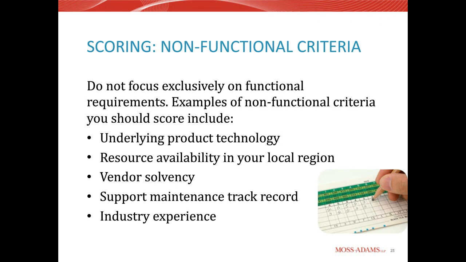And talking about functional and non-functional criteria, you want to make sure not to focus too exclusively on the functional requirements. There are certain non-functional criteria that you should score, and examples of this include the underlying product technology, resource availability in your local region, the vendor solvency, the support and maintenance track record of the vendor, and the vendor's industry experience. And for partner-supported solutions, you should also score the partner's track record and industry experience.